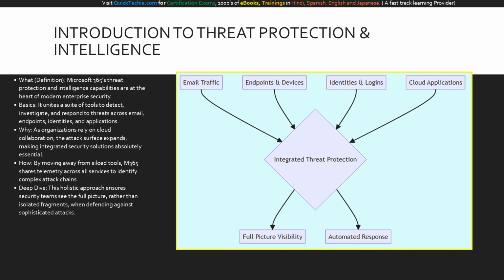Take a look at the diagram on your screen. This represents the shift from fragmented security to a holistic defense model. On the top, we have our four main attack vectors: email, endpoints, identities, and cloud applications. Instead of operating in silos, telemetry from all four vectors feeds directly into the central integrated threat protection engine. This convergence results in two powerful outcomes at the bottom: full picture visibility for your security teams and the ability to trigger automated responses across the entire ecosystem simultaneously.